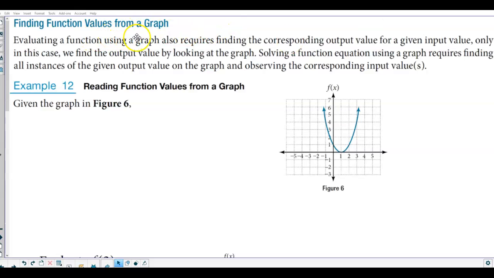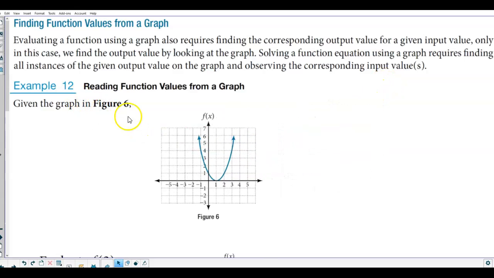Finding function values from a graph. Evaluating a function using a graph also requires finding the corresponding output value for a given input value. Only in this case we find the output value by looking at the graph. Solving a function equation using a graph requires finding all instances of the given output value on the graph and observing the corresponding input value.